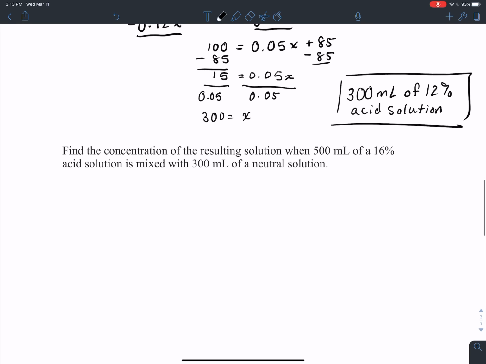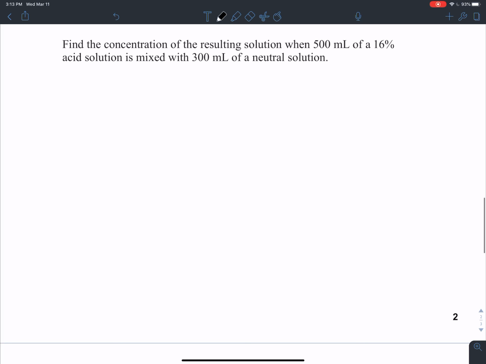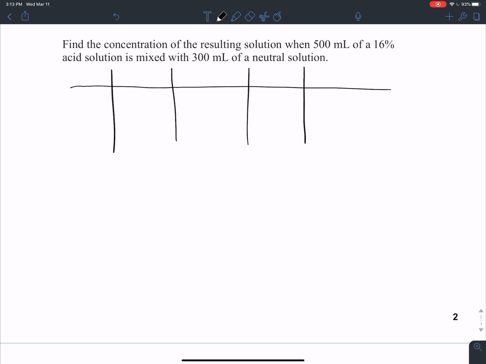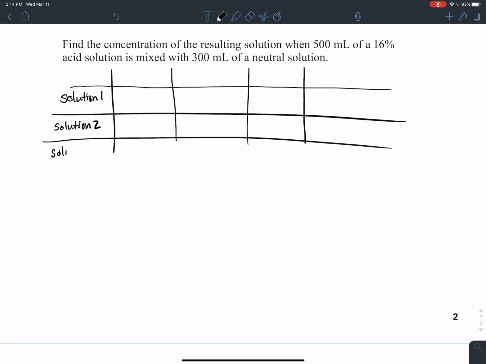If we look at the next example, it says find the concentration of the resulting solution when 500 milliliters of a 16% acid solution is mixed with 300 milliliters of a neutral solution. So I'm going to set up the same table where I have solution 1, solution 2, and solution 3. I'm going to have milliliters, percent, and the combined when I multiply them.